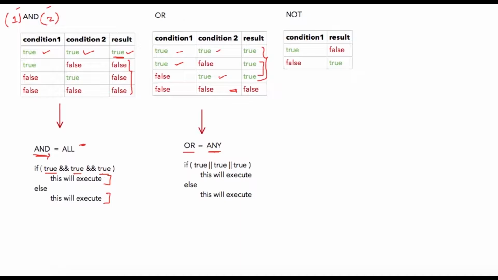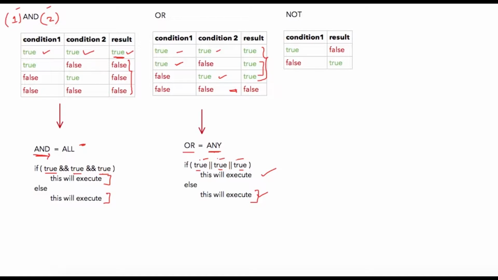So in case of an if statement, if any of these conditions is true, this will get executed. So how to read it? If true or true or true. So if any of these three conditions is true, this part will get executed, else this will get executed. So when all are false, in that case the else block will get executed.